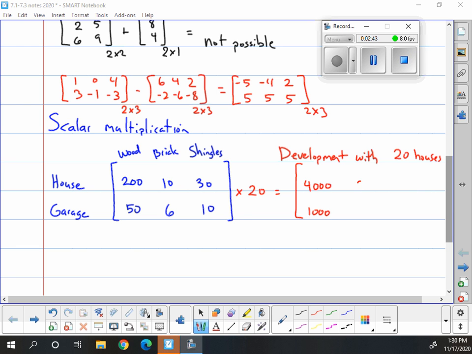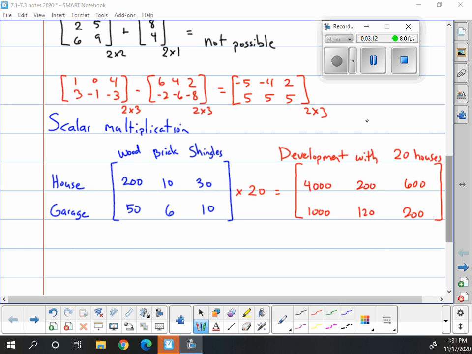20 times 10 would be 200 thousands of bricks, and 20 times 6, 120,000 bricks. And then 30 times 20, 600 units of shingles. 20 times 10, 200 units of shingles for all of the garages. So that's called scalar multiplication. And you can multiply by any positive or negative number, by a constant, by a fraction, and so forth.